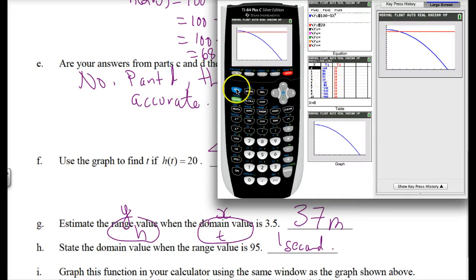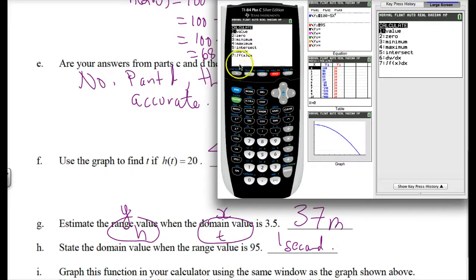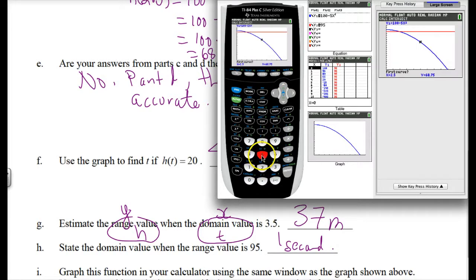It's interesting, that's not up to date. Second, calc, intersect, so number 5. Oh, now we can see the 95. So you see it's going to be at 1 second. Now we just hold that down, press it a bunch of times, and then hit enter 3 times. First curve, enter. First curve, enter. Second curve, enter. Guess. Guess. And we get x equals 1.